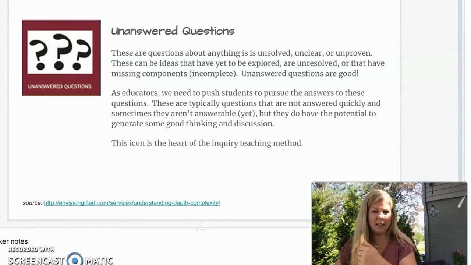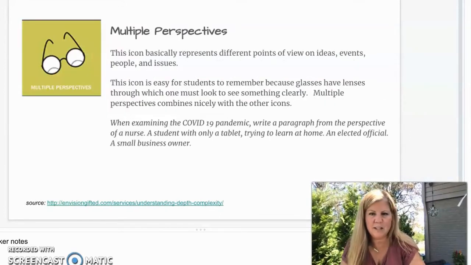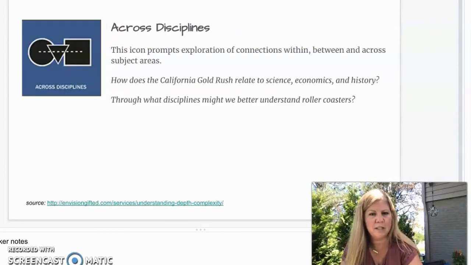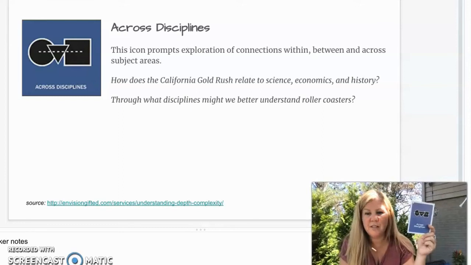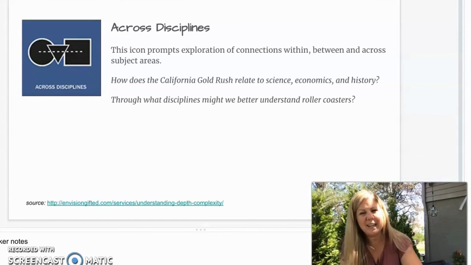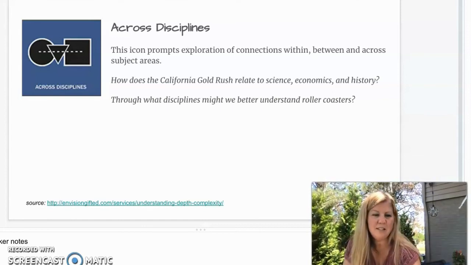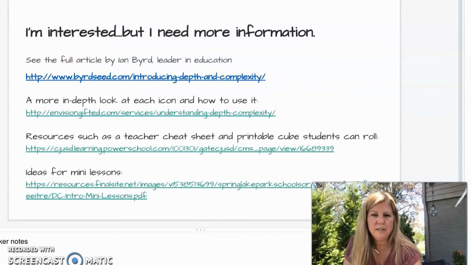Unanswered questions, that goes without saying. You guys know what that is. We've already talked about multiple perspectives. Across disciplines, this one is kind of cool too. Let's look at the California Gold Rush. Science, economics, history. Through what disciplines might we better understand roller coasters? So just taking any topic and getting kids to start thinking more broadly.